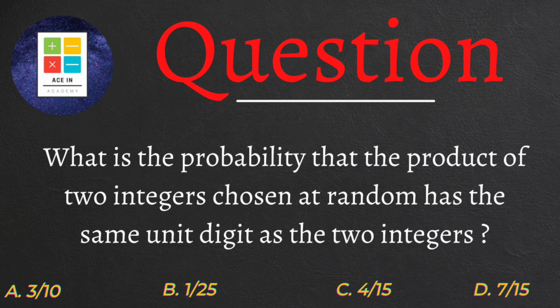Now we are provided four options for this question: option A 3 by 10, option B 1 by 25, option C 4 by 15, and option D 7 by 15. So this was our question on the topic of probability, and I would like you to try this question first by yourself and then come to this video for the solution.